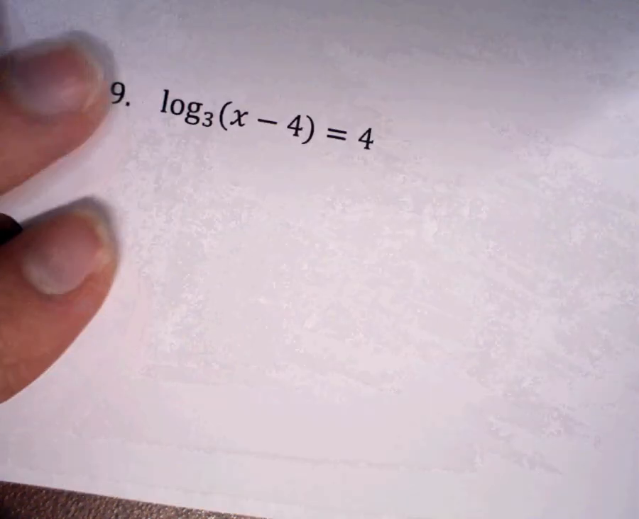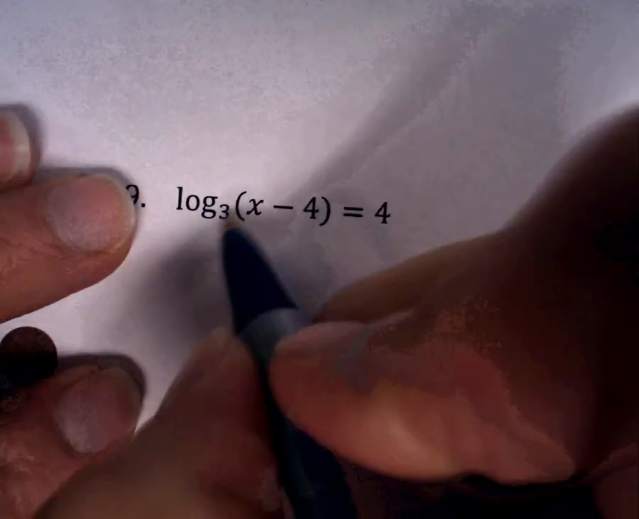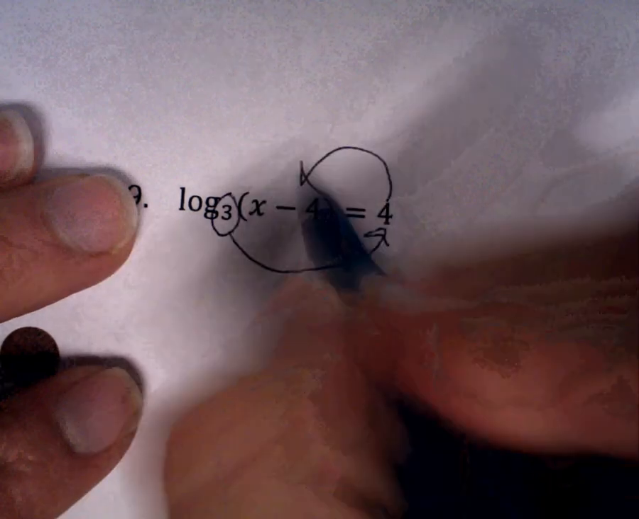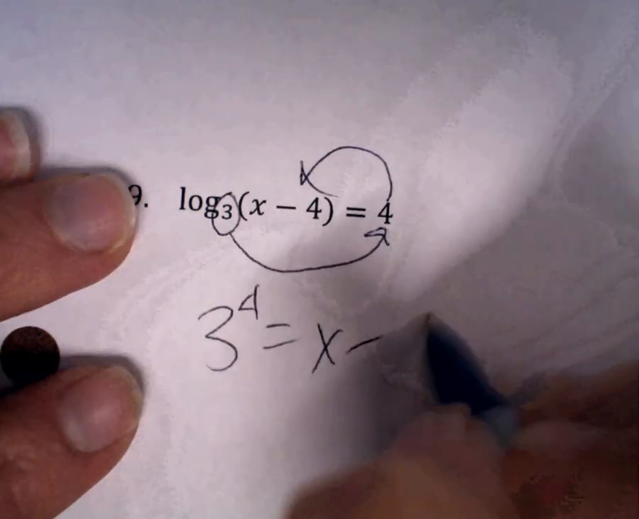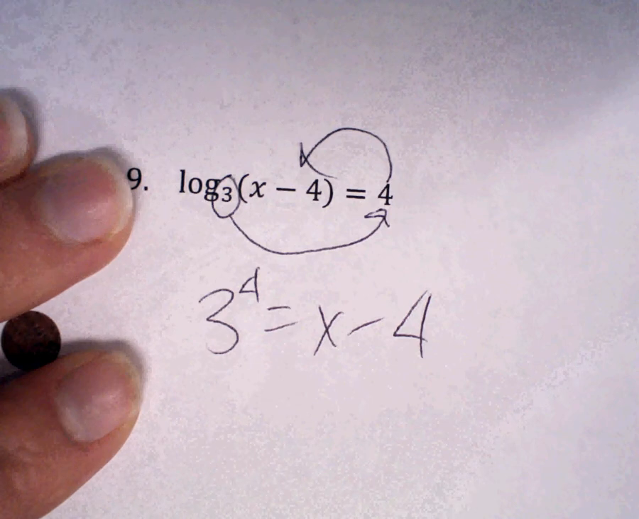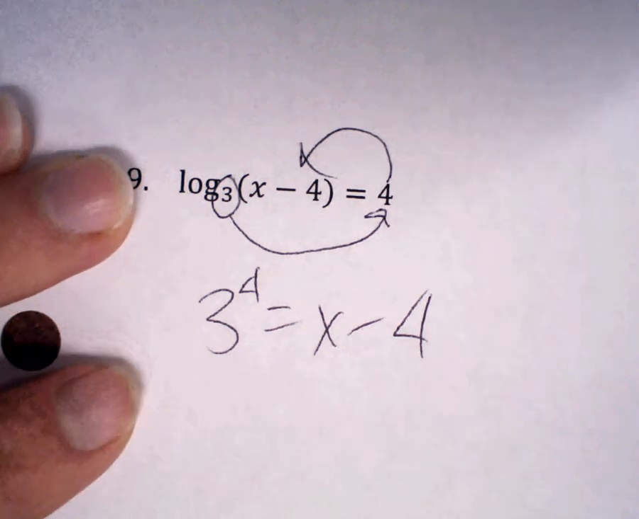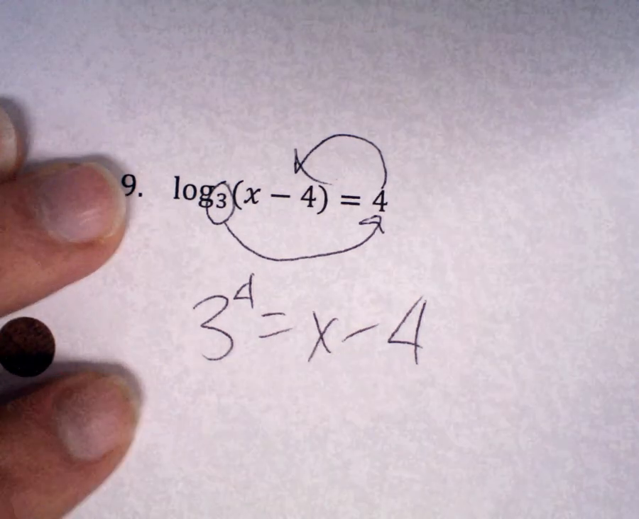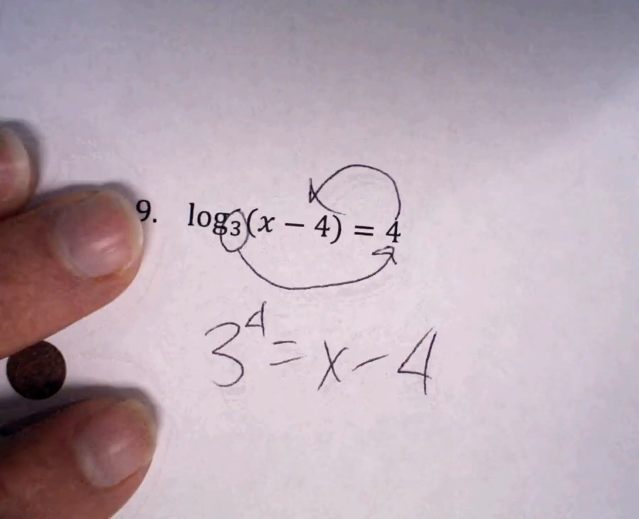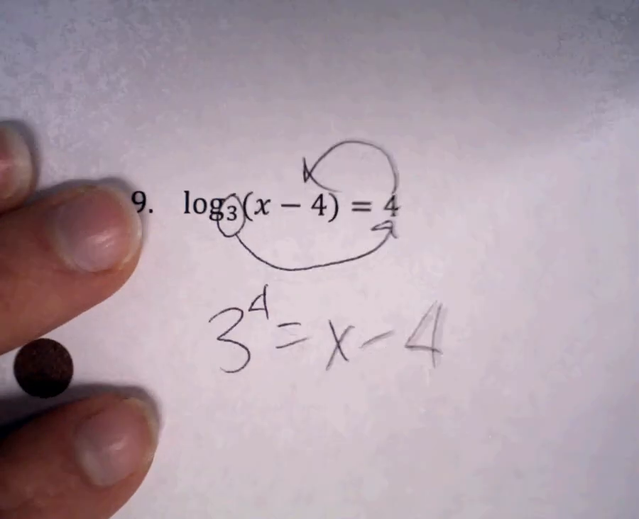So number 9 is very similar, except you don't have to bring any logs together. So this one, you straight up loop trick. 3 to the 4th equals x minus 4, and finish solving it on your own. Remember, I sent out the answers. If you don't have the answers, then I guess you can look at them before you take the test to make sure you've done them right.